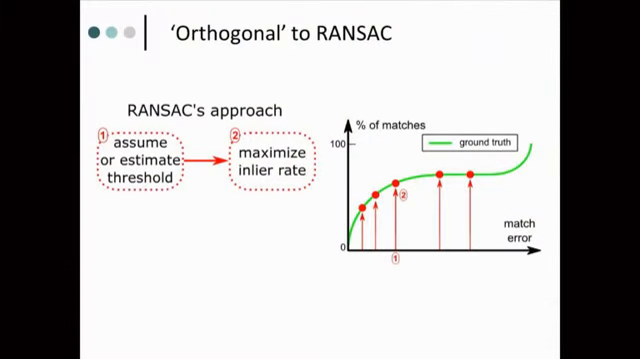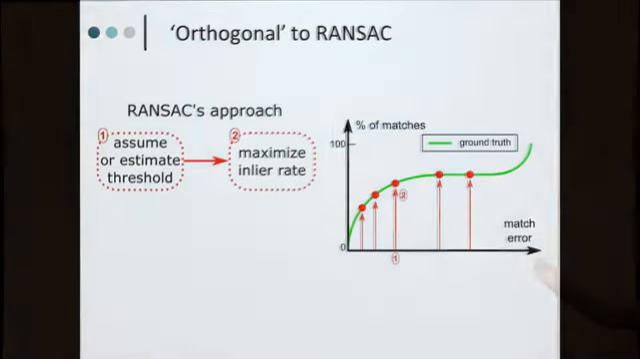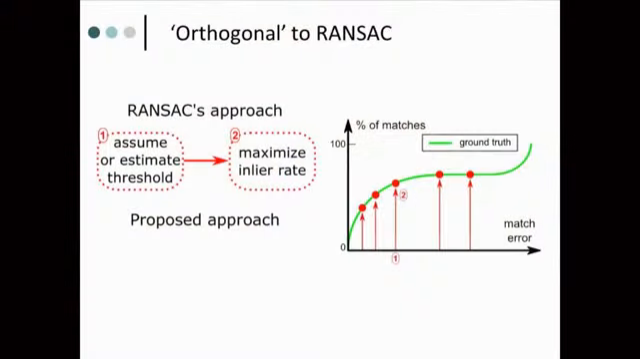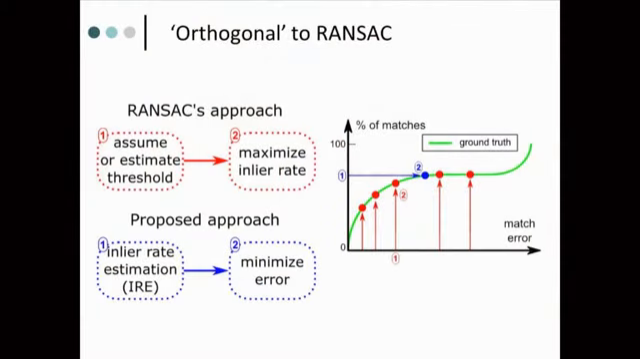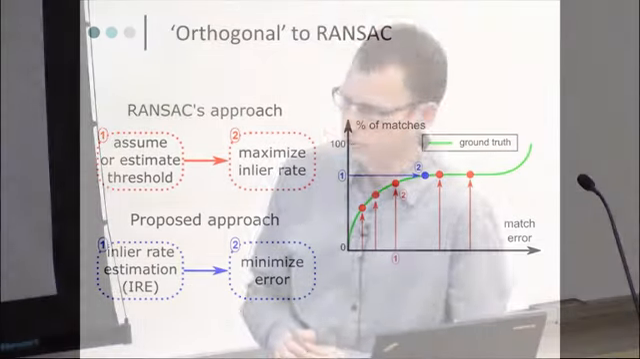And you can run RANSAC with different thresholds. If you're more generous and give it a higher threshold, it would find a higher amount of inliers. Now, our approach really starts, as I said, with estimating the percentile of matches of interest. And then we find a transformation that minimizes the error with respect to that specific percentile of matches. Okay?